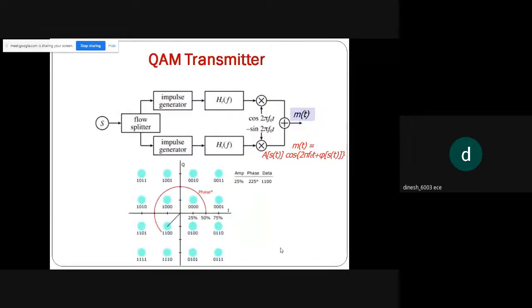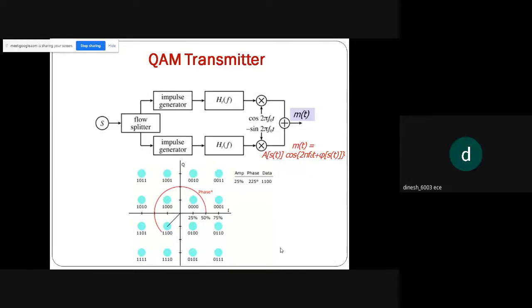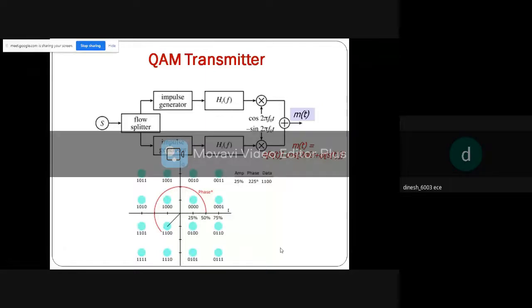So this is an example of a 16-bit QAM transmitter section with its signal constellation. We have a signal, then it is being split into two, which is given to impulse generators, the filter, then it is being modulated.